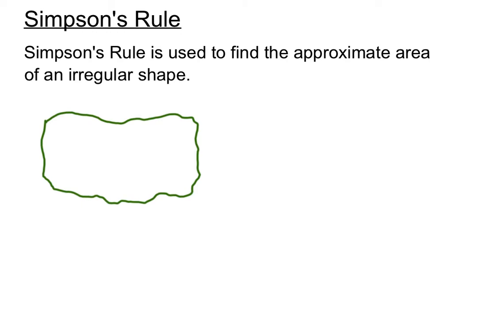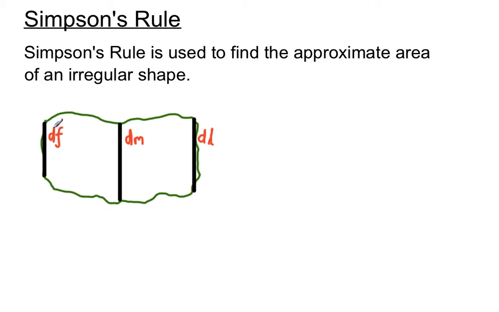So here's a squiggly little shape here. It's a bit like a rectangle, but not exactly. And we're going to use Simpson's rule to find an approximate area of this. Now we've put a few lines here. I'll put the lines up and then we'll talk about them. These are sort of, I guess, reference lines here.